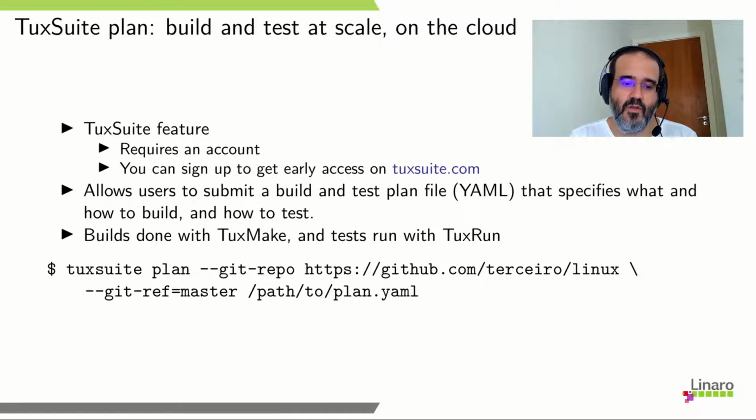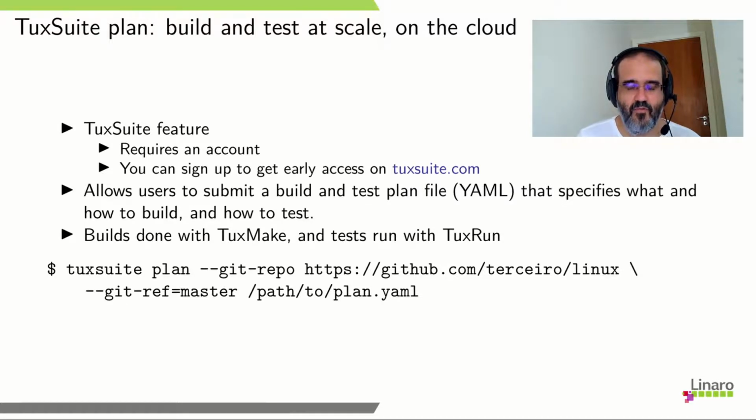The builds in the cloud are done with TuxMake, the very same TuxMake you can install locally, and the tests are run with the very same TuxRun you can use locally. So this is just automating the orchestration of as many VMs as you want in parallel to run your tests. So for instance, you can call TuxSuite Plan and specify which repository you want to test and which branch you want to test there, or you can also specify a tag, and you pass a plan file where your builds and tests are defined.